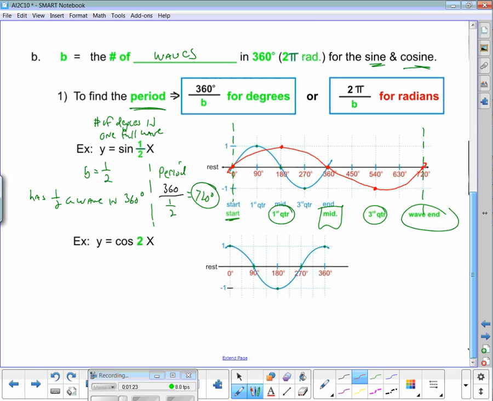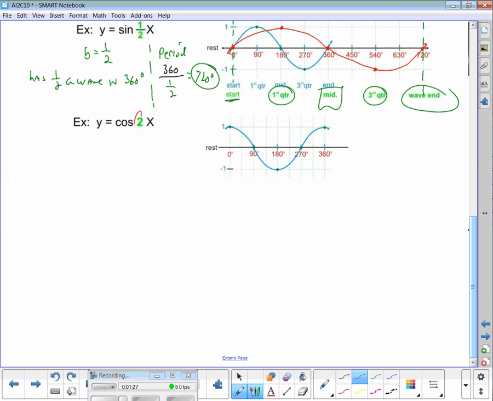Second scenario here, second example, is when the b value is 2. So what we're saying here is we're going to get 2 waves in the course of every normal 360 for a sine or cosine. So again, if you were looking to find the value of the period, it's going to be 360 divided by that 2. So in this one, we end up with a 180 degree period.